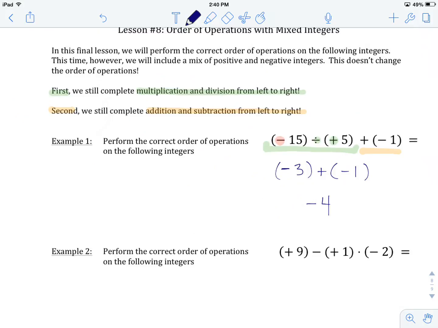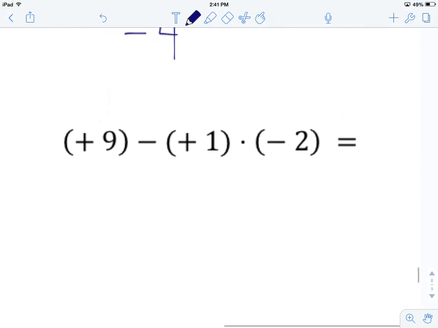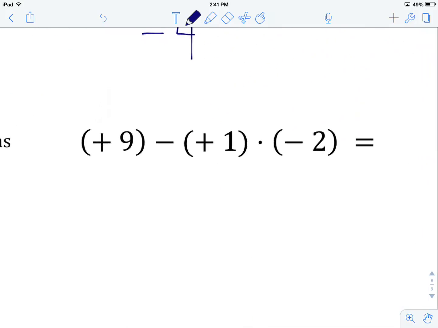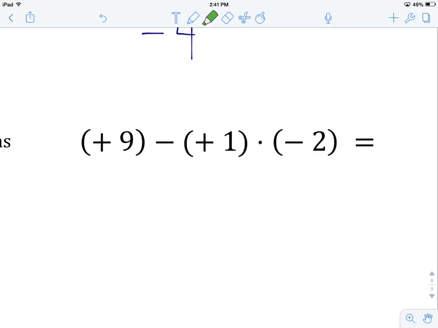Let's have a look at example number 2, just to observe and sort of participate in some variations on this. So example number 2, perform the correct order of operations on the following integers. Let's have a look. We have positive 9 subtract positive 1 times negative 2. Same as before, we're going to start left to right. We're looking for division and multiplication. So there's positive 9 subtract positive 1. Okay, so that's subtraction. We're going to wait on that, so we don't want to use that. Let's look at the next pair.